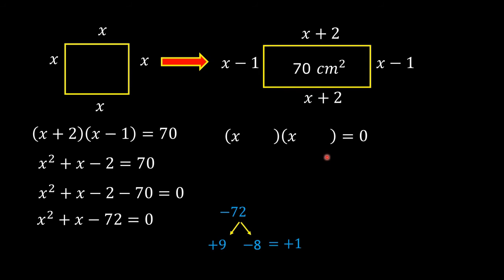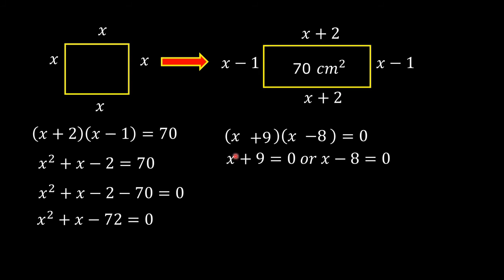Write two parentheses, each beginning with x. After the first x, write positive 9. After the second x, write negative 8. X plus 9 and x minus 8 are the factors of x squared plus x minus 72. Next, equate each factor to 0. We have now x plus 9 is equal to 0, or x minus 8 is equal to 0.